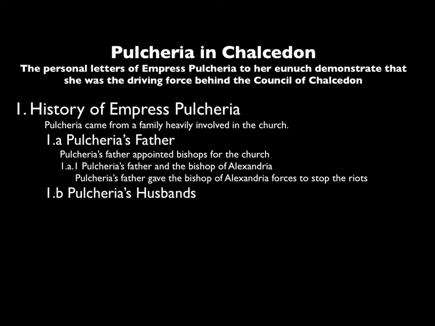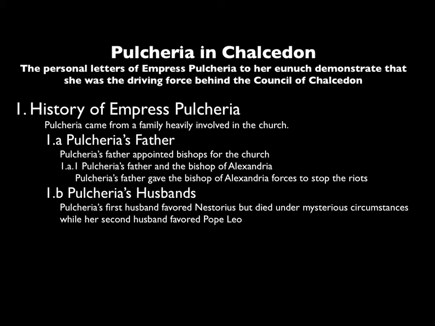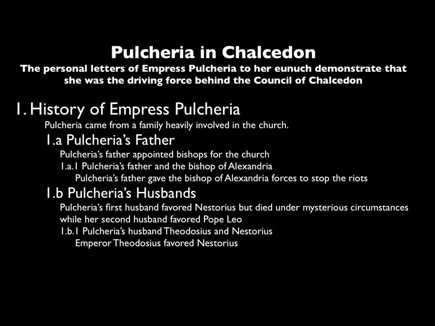Okay, so then we have our section, Pulcheria's husband, and we have our thesis statement for our first section, and we have our subsection. Now, Pulcheria's husband Theodosius and Nestorius, thesis statement for that: Emperor Theodosius favored Nestorius. Next, we have another subsection, Pulcheria's husband Marius and Nestorius. And we have our thesis statement for this subsection. Emperor Marius was a soldier.